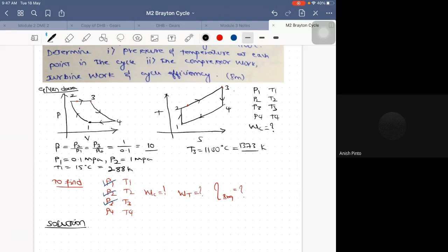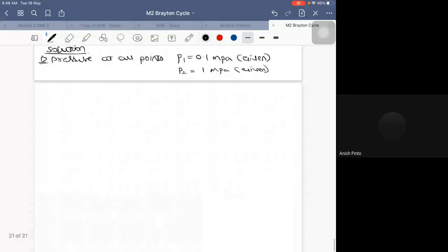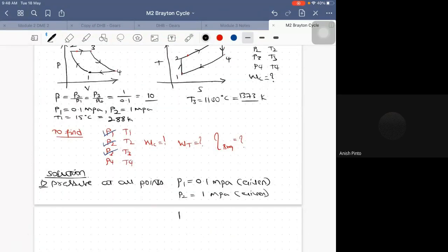So I know the value of pressure at some points. Just write the first heading, what he has asked: pressure at all points. P1 is being given, just write it as 0.1 megapascal. P2 is being given as 1 megapascal. Again, it is given data. Now, what about P3 and P4? How do I find P3? How do I find P4?